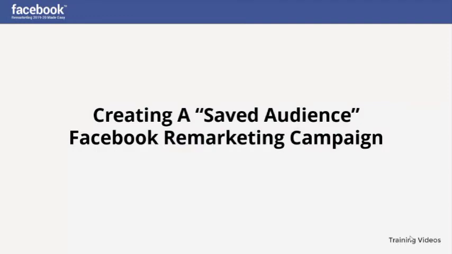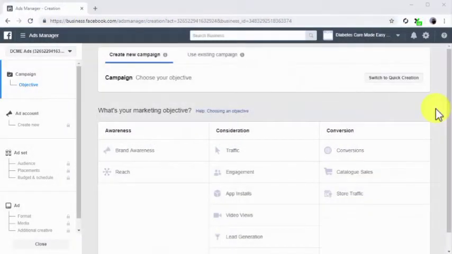Creating a saved audience Facebook remarketing campaign. Hey there, everyone. Creating saved audiences is the safest way to ensure that you won't forget to use the perfect targeting options every time that you create a campaign. What's more, it allows you to save different targeting combinations that you can test out when appropriate.